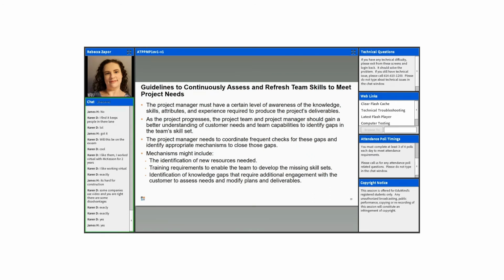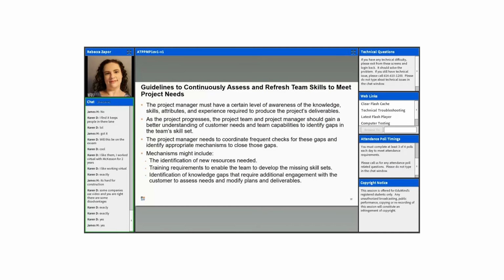Some guidelines to continuously assess and refresh team skills to meet the project needs. So the project manager needs to know what is required to meet the deliverables of the project, right? So if you as the PM don't know what skill sets are required, it's going to be really hard to assess the team skills or know that you're utilizing the right people with the right skills at the right time. So, just making sure that you have a few guidelines here as far as managing that process.